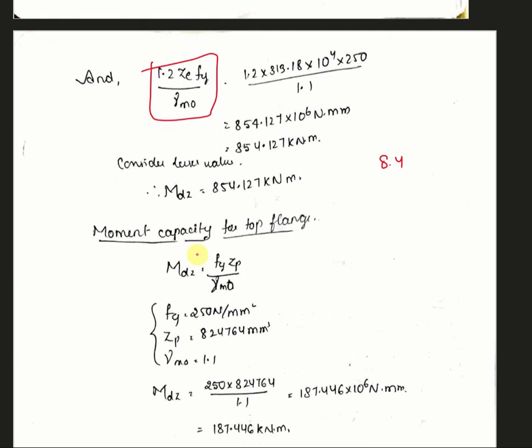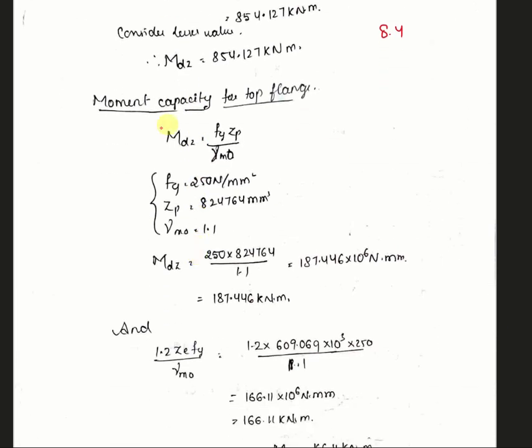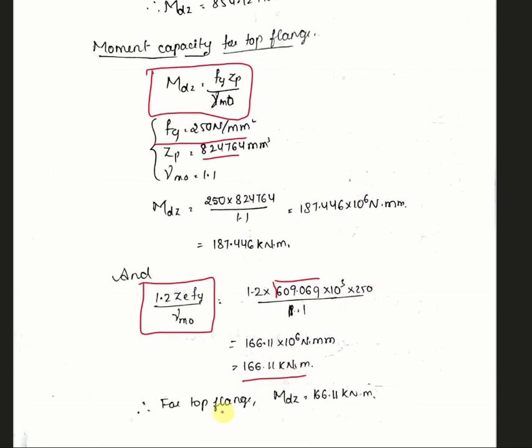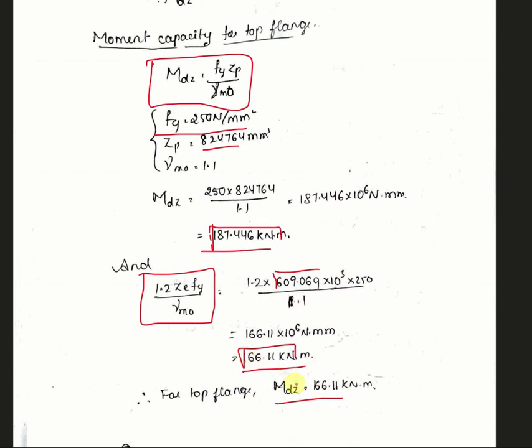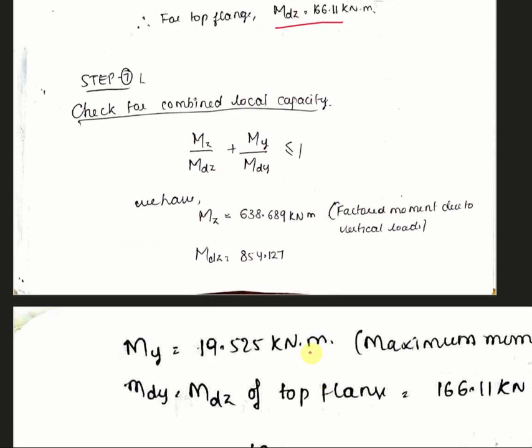Now let us check the moment capacity for the top flange. Mdz, the same way. For Zp of the top flange, we have already calculated, just write it. So we can find out Mdz, and again let us check with this expression also as we have done previously. Substitute all whatever we have. We will be getting it as 166.11 kilonewton meter. For the top flange, the lesser value again we have to consider, between 187 and 166. Let us consider 166.11 kilonewton meter.